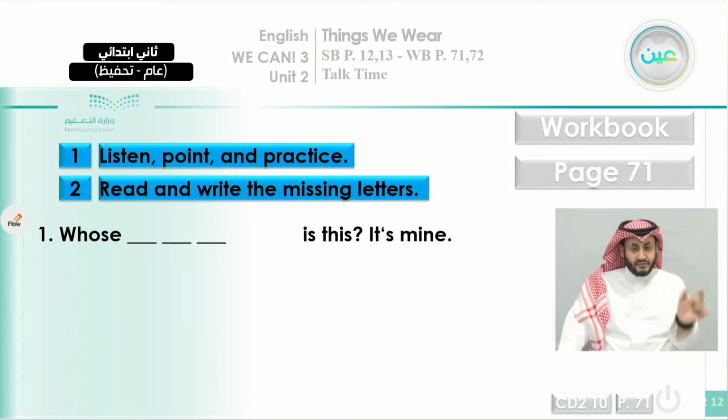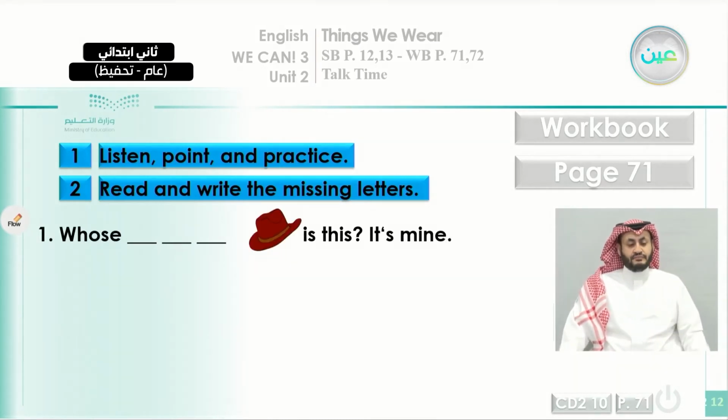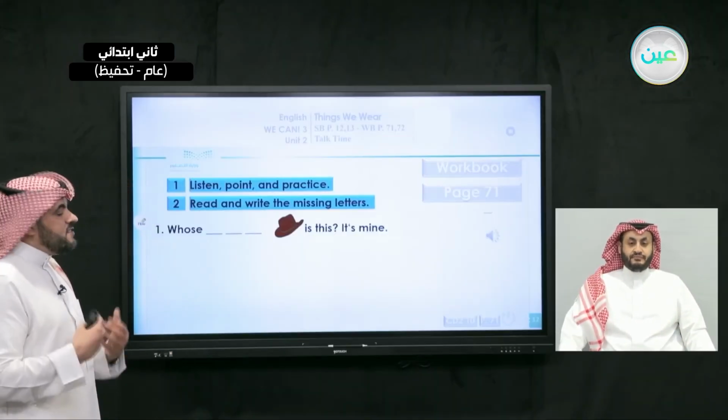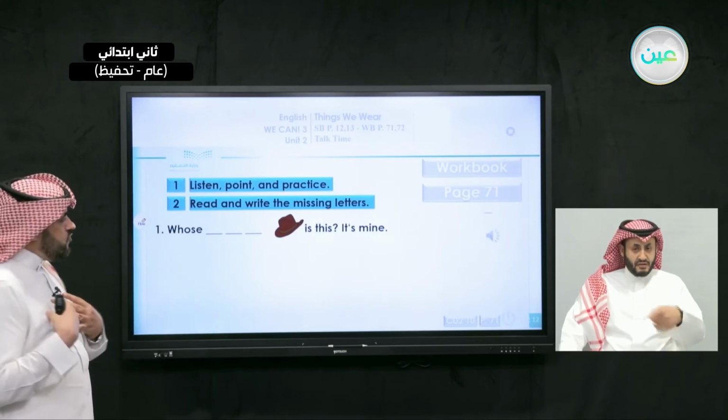For example, here, whose is this? Here we are talking about what? What can you see here in the picture? That is a hat. Excellent. So you can say, whose hat is this? And the possible answer, if somebody has this hat or owns this hat, he or she can say, it's mine, it belongs to me.